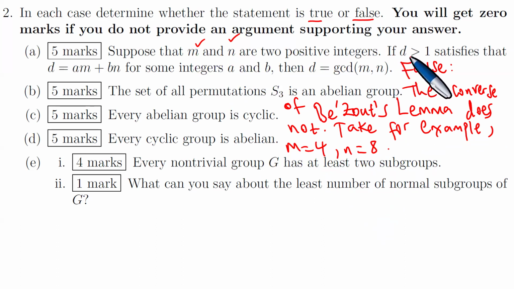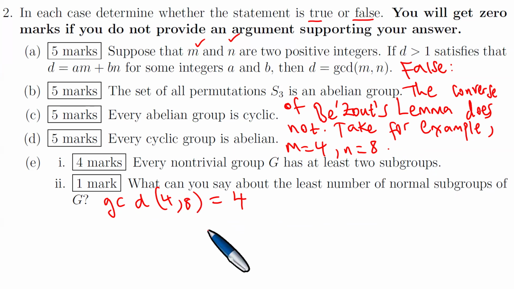If D is strictly bigger than 1 and satisfies this for some integers A and B, then D becomes the greatest common divisor of M and N. So now we have to look for the GCD of the two numbers, M is 4 and N is 8. What is the greatest common divisor of this? Surely the greatest common divisor of 8 and 4 is 4.